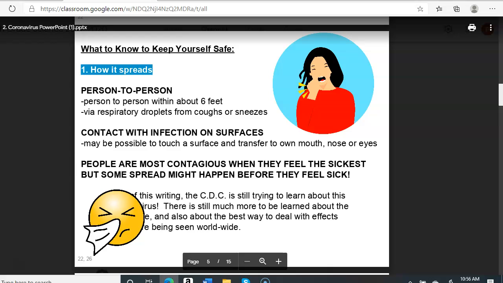Well, how do you keep yourself safe? How it spreads? Well, person to person within 6 feet, via respiratory droplets from coughs or sneezes. Contact with infection on surfaces may be possible to touch a surface and transfer it to your own mouth, nose, or eyes. And people are more contagious when they feel the sickest, but some spread might happen before they feel sick. As of this writing, the CDC is still trying to learn about this virus. There is still much more to be learned about the virus and also about the best way to deal with the effects as being seen worldwide.